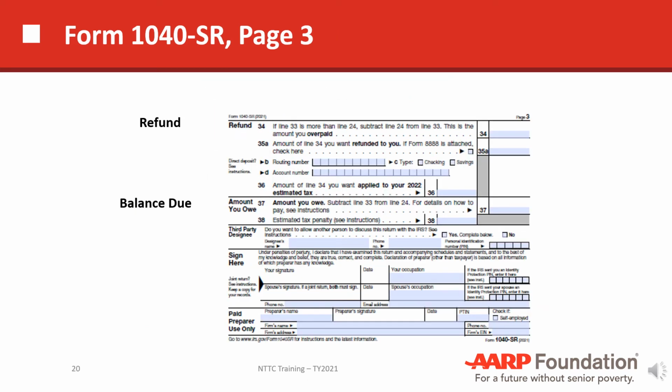I mentioned before the 1040 SR has 3 pages rather than the standard 2 pages of the standard 1040. So this is page 3. You can see that if a taxpayer qualifies for a refund, you'll see it here, or if they owe money, you'll also see that under amount you owe, and then you can see the third-party designee and the signatures and everything that we talked about in the previous slides.